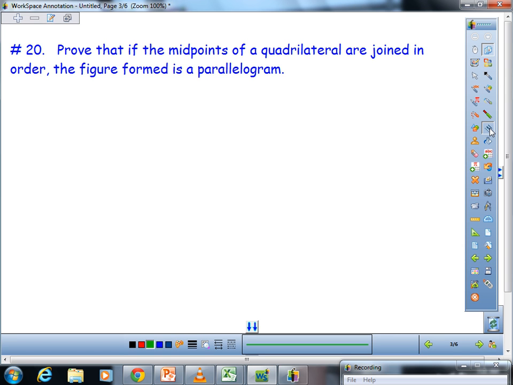But we have any random quadrilateral. Trying to make it so it's not a trapezoid. It's just a general quad. It is irregular, that is correct. So we'll call it Q, U, A, D. Okay?